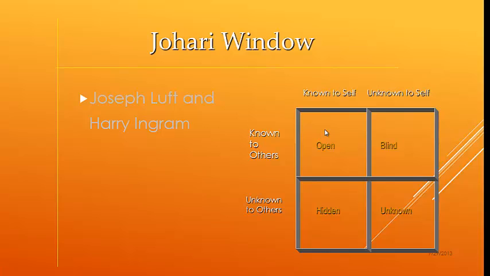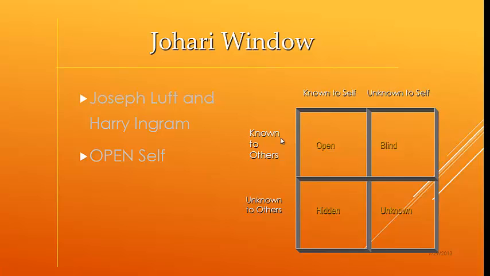If you look at the columns, you see moving down, this is known to self, and the second column is unknown to self. Looking over here horizontally, known to others, and then down here, these quadrants, unknown to others. So let's look at the 4 panes, and the first is open window. As you can see, it falls into known to self and known to others.